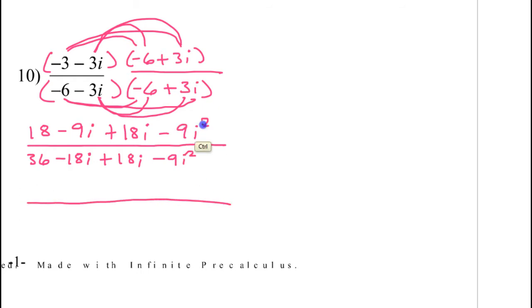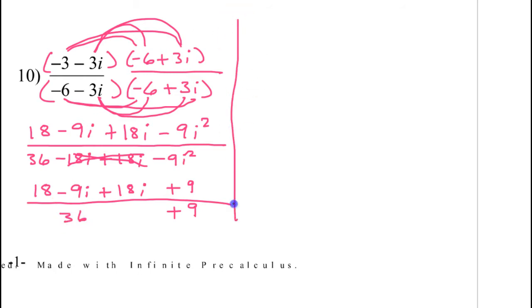Okay, because i squared is negative 1, that's going to change this minus 9 to a plus 9. And again, in the denominator, this minus 9i squared is going to become plus 9. Now I'm just going to bring down everything else. So I have 18 minus 9i plus 18i. As I do the denominator, I might as well go ahead and cancel these out, and I will just bring down that 36 right there.